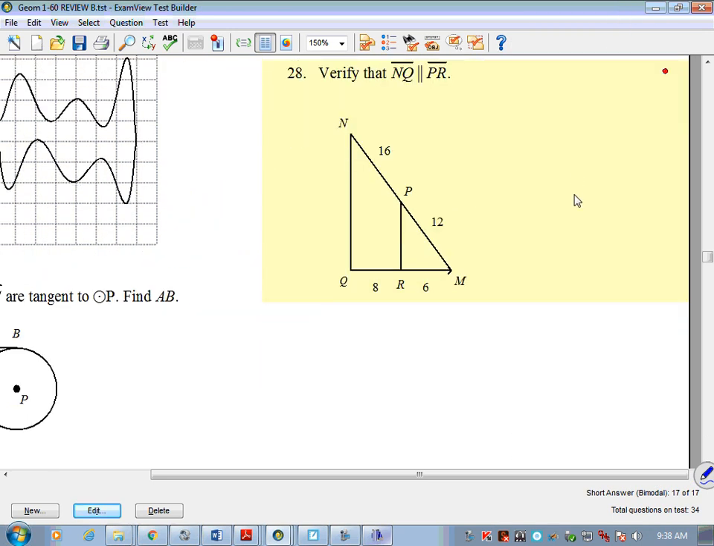Okay, 28, verify that NQ is parallel to PR. If NQ is parallel to PR, then these transversals are going to be divided up proportionally. So 16 over 8 is going to be proportional to 12 over 6. And 16 over 8, you notice, will reduce to 2 over 1. So will this. So we know that those are parallel.